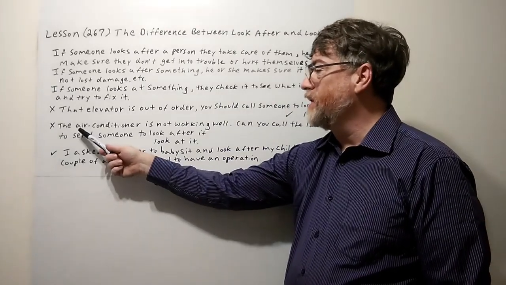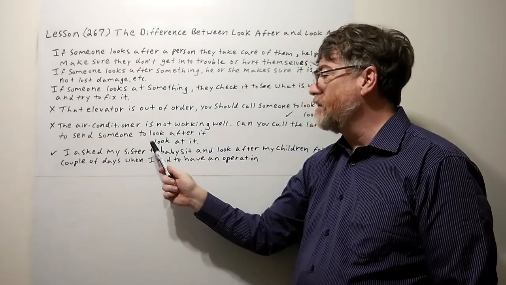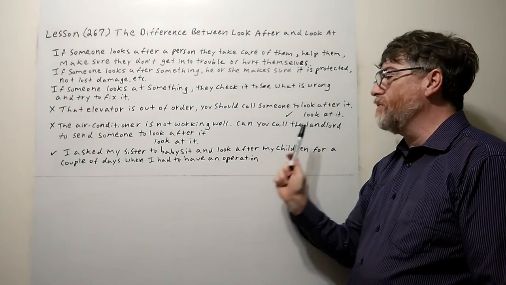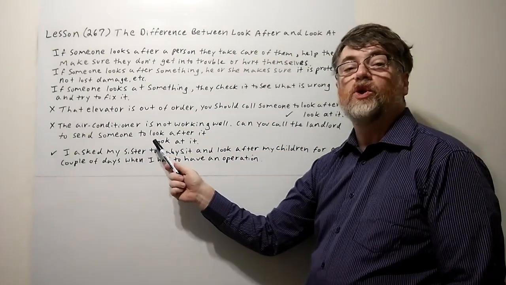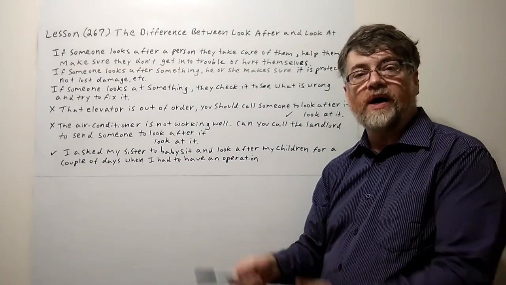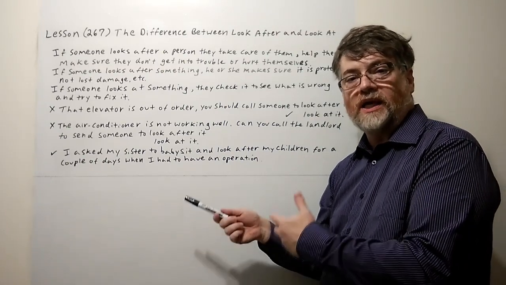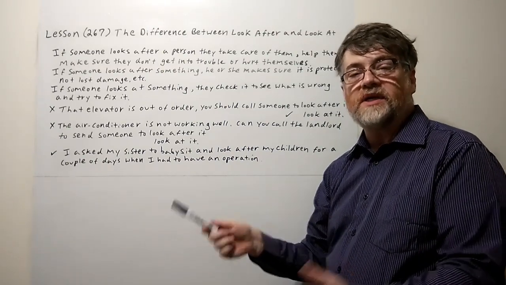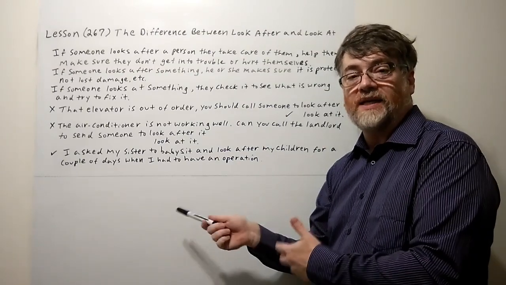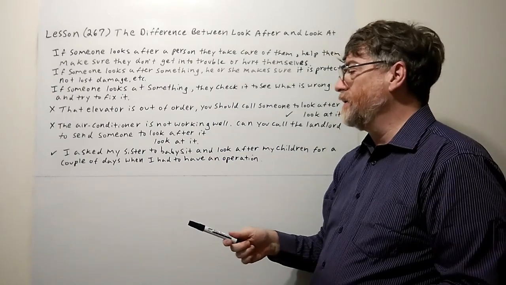So, of course, the correct way to say it, with the check here, would be: the air conditioner is not working well. Can you call the landlord to send someone to look at it? Check the air conditioner. See why it's not running correctly or properly. What needs to be done to fix the problem? So in that case, you should say to look at it. Check it out. Okay, good.